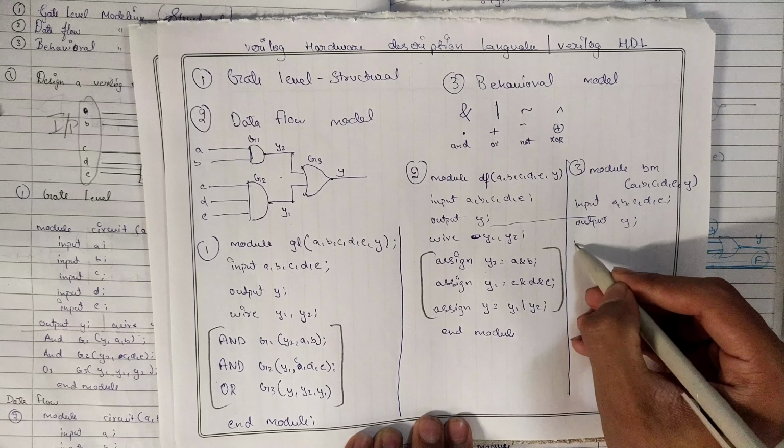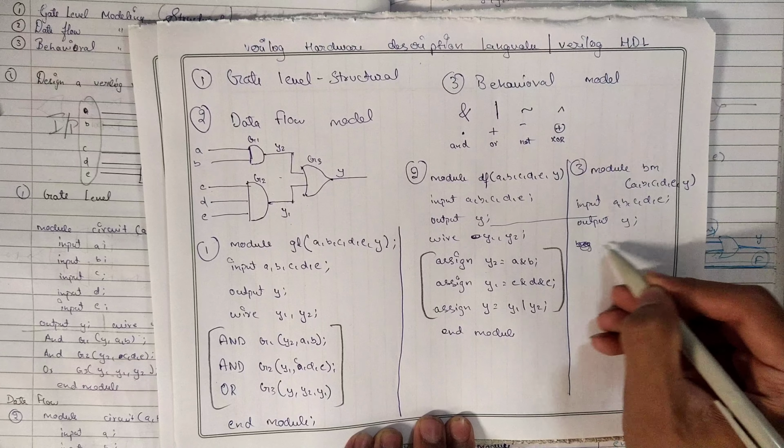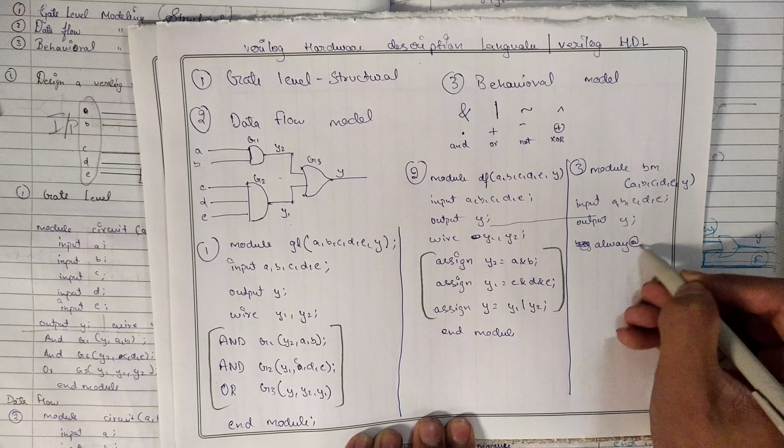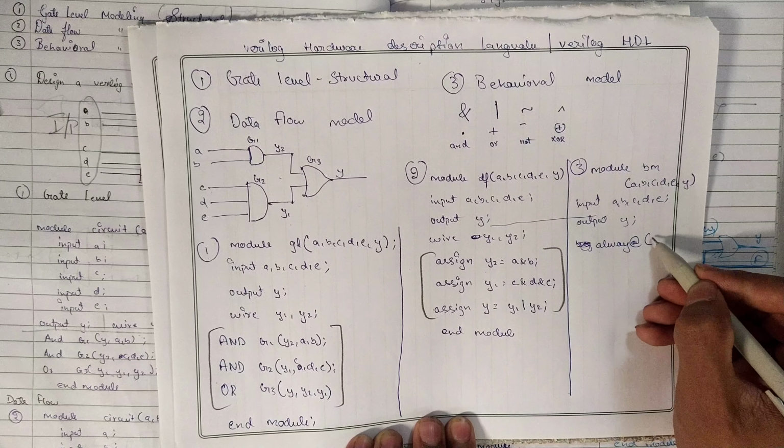Now, what I will write? I will write begin here, okay. Sorry, here you have to write first thing, always at, and in this you will be having your input.